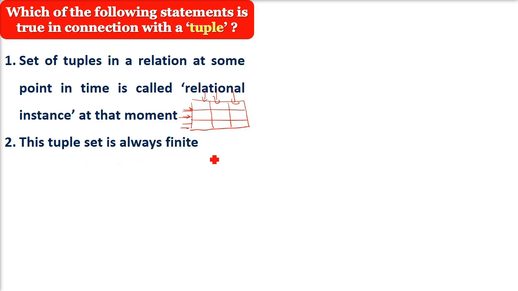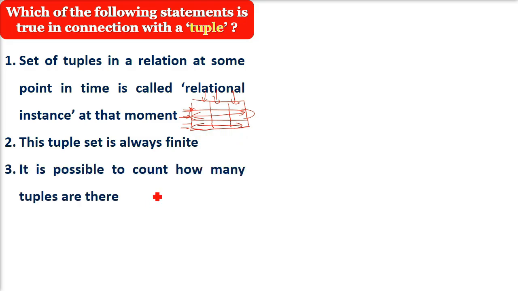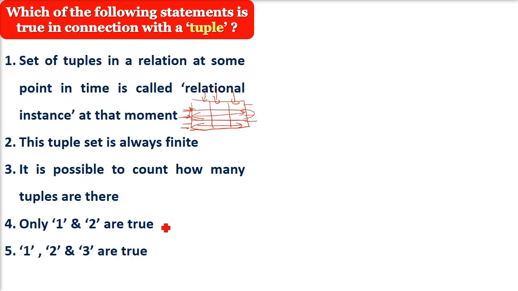This tuple set is always finite. So when you make a table, you have to feed in what will be the rows and column numbers. So the tuple set will always be finite. Remember, it is possible to count how many tuples are there, because in a table you can count the number of rows. So these are nothing but the tuples. These are nothing but the records. So what is the answer? Only 1 and 2 are true. 1, 2 and 3 are true. The answer is correct. You guessed it right. It's 1, 2, 3. All these are correct.